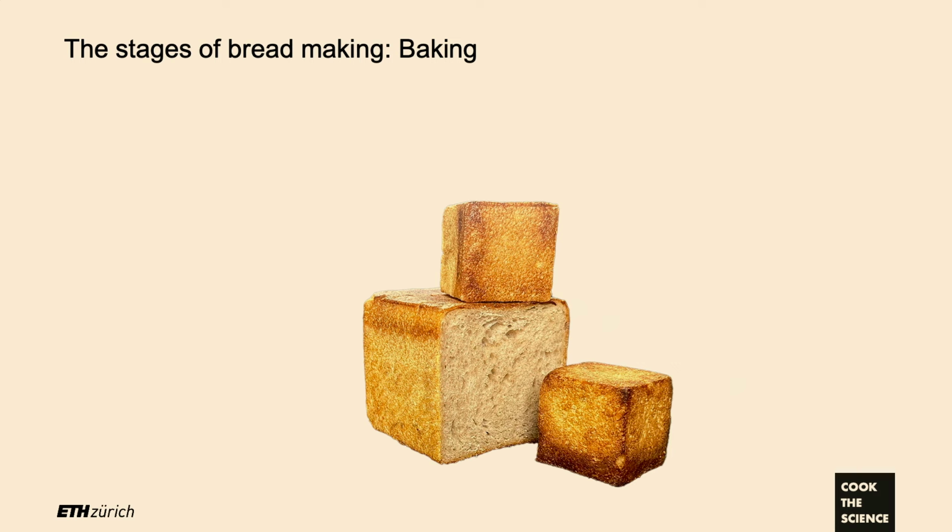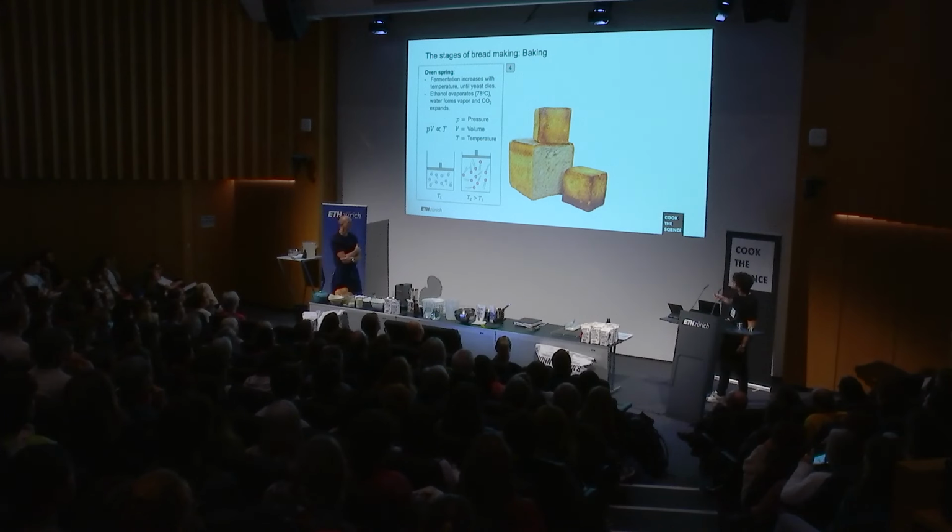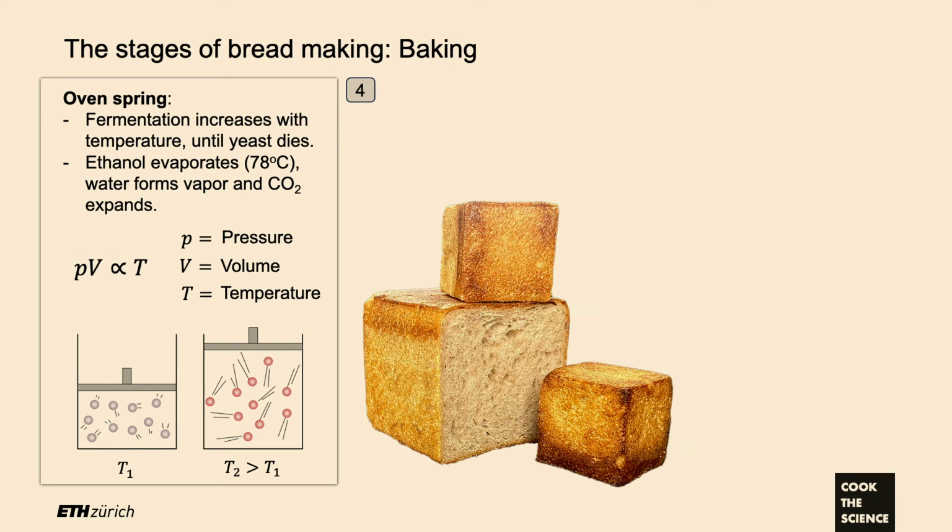Now, the last part is, of course, that we start to bake the bread. So what happens when we bake bread? Well, the first thing that happens is the so-called oven spring. When you heat bread, yeast accelerates fermentation, so yeast likes heat. So the production of CO2 increases, but at some point the yeast starts to die. The ethanol produced by the yeast evaporates, the water boils and forms vapor that further inflates the bread, and also CO2 expands. So these bubbles expand, and this is what we know from basic physics.